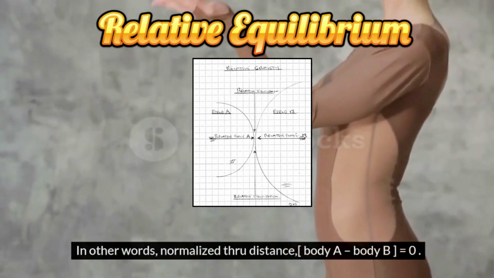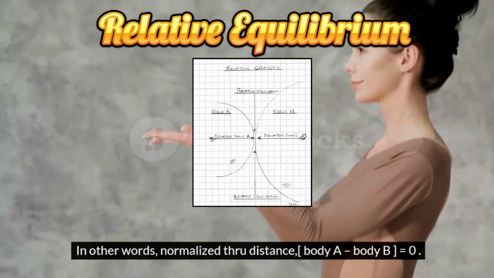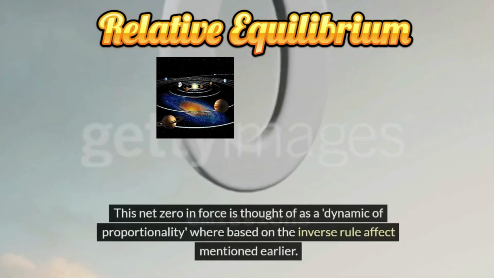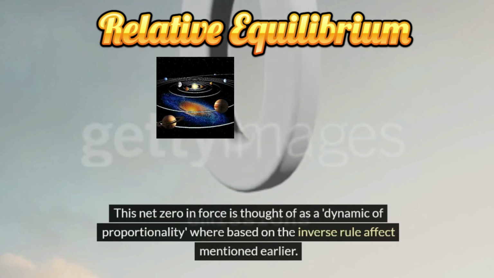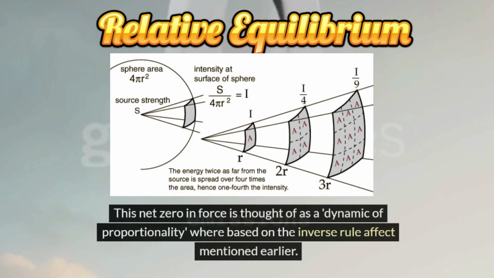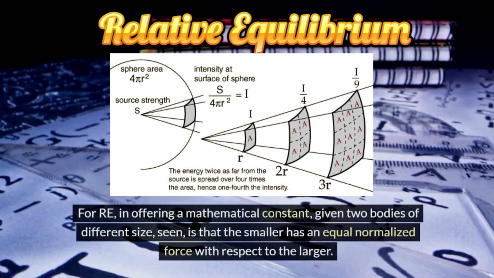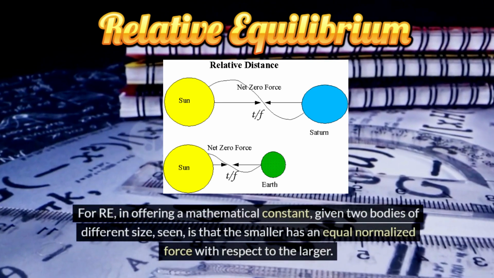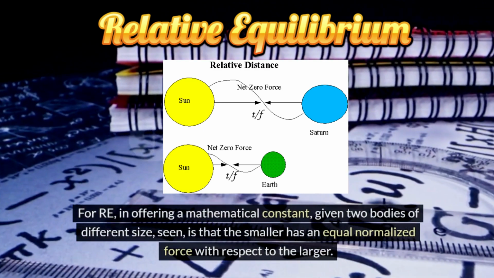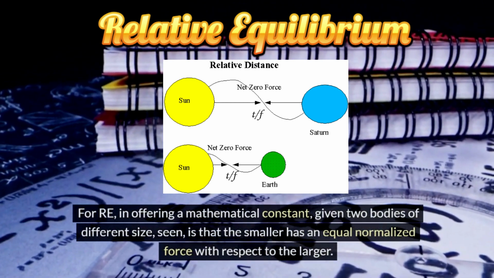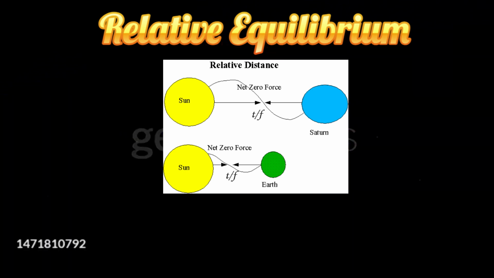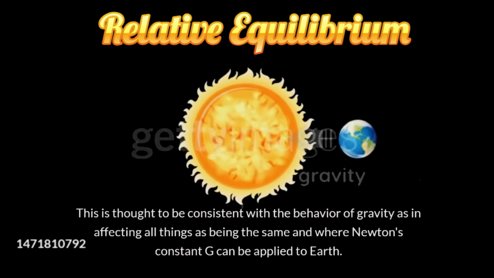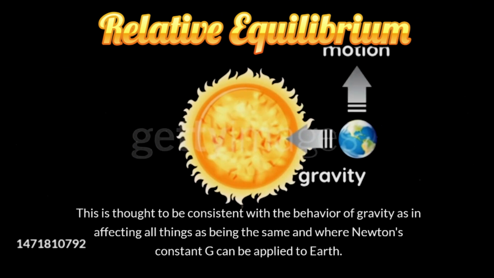This net zero force is thought of as a dynamic of proportionality based on the inverse rule effect mentioned earlier. For Re, offering a mathematical constant, given two bodies of different size, the smaller has an equal normalized force with respect to the larger. This is thought to be consistent with the behavior of gravity as affecting all things the same, and where Newton's constant G can be applied to Earth.